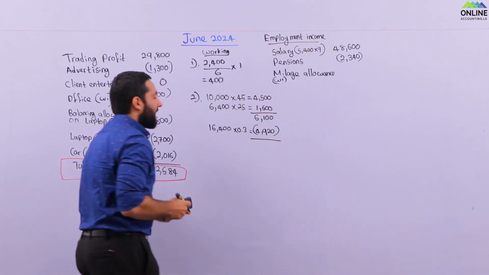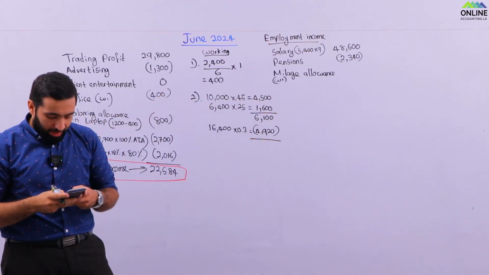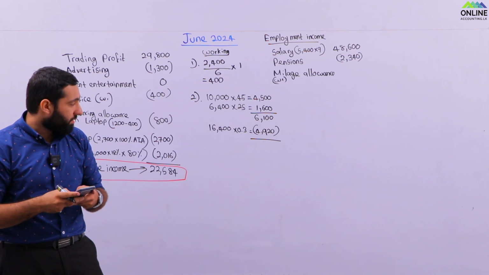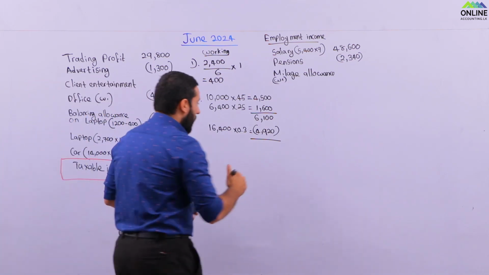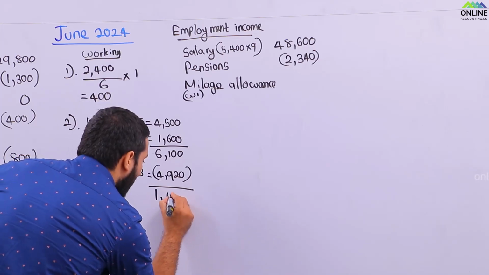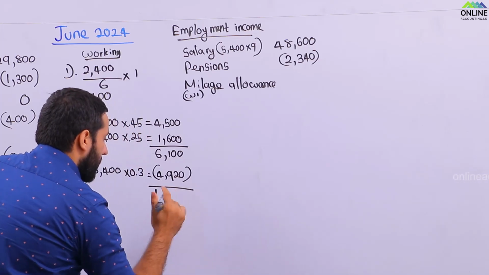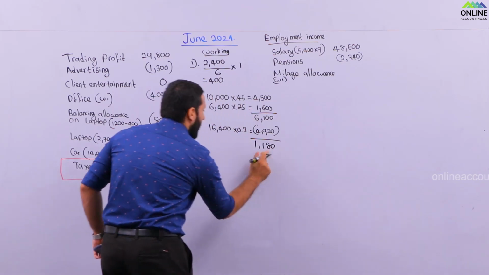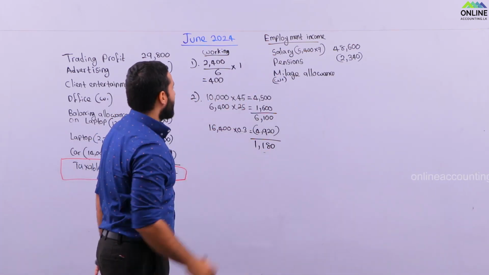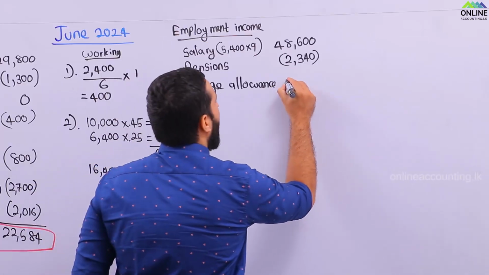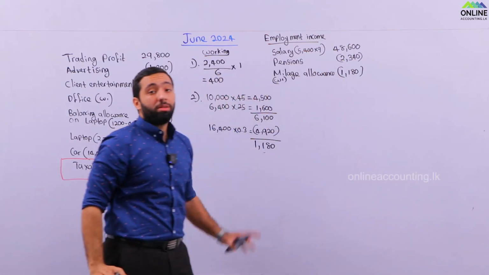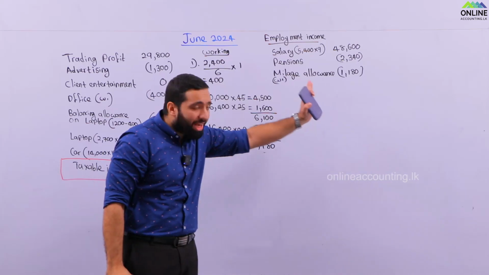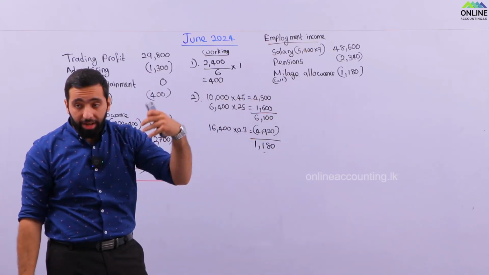And then finally, how much is the value? Yes, 6,100 minus 4,920 will give you 1,180. Yes, 1,180 is the value that you can deduct. Okay, so 1,180. You have to reduce this from here. Why? This is the mileage allowance that this person has to receive.